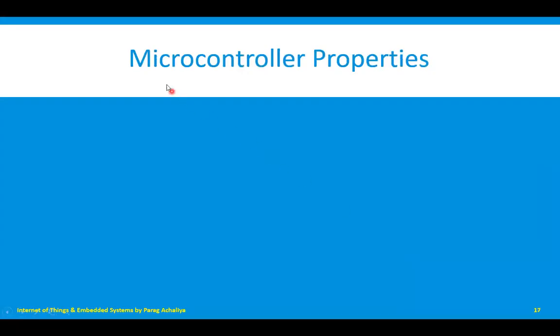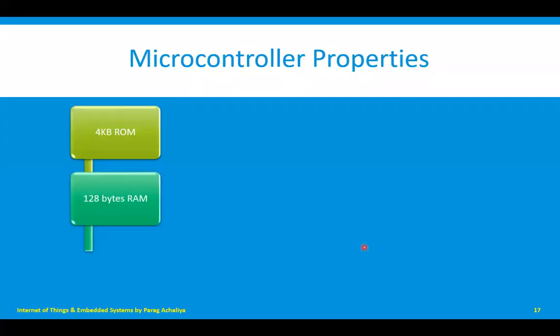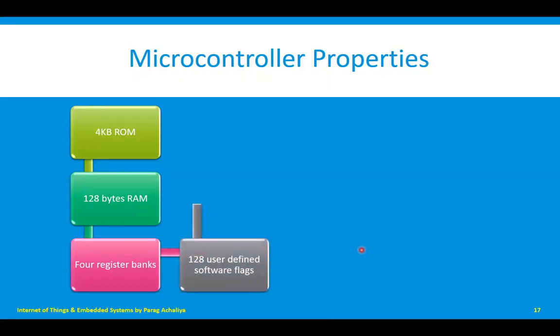Now we will see microcontroller properties. Let us see various properties of a microcontroller. Microcontroller has 4 KB read-only memory. It will have 120 bytes of random access memory. All microcontrollers will have 4 register banks. They have 128 user-defined software flags. There are some user-defined software flags in the case of your microcontroller, and those are a total of 128 in number.